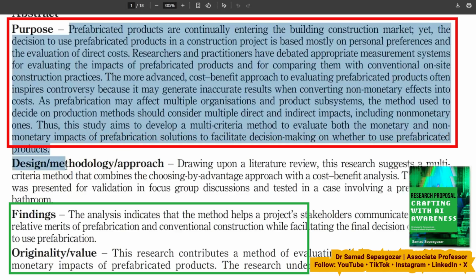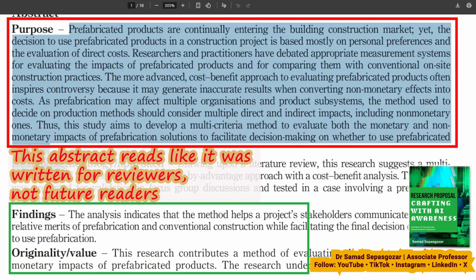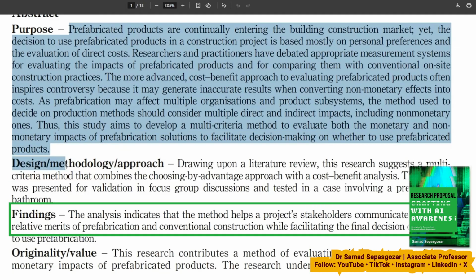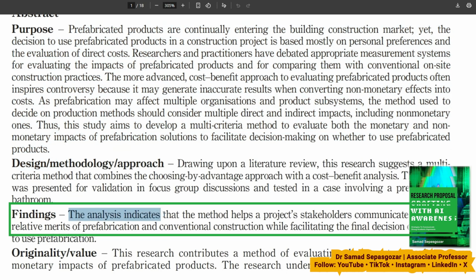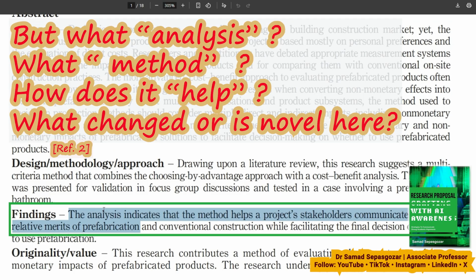This usually suggests the authors either try to justify their research to reviewers or received reviewers' comments pushing them to explain their purpose clearly. So the findings are vague as well. The finding says the analysis indicates that the method helps a project's stakeholders communicate about the relative metrics of prefabrication. But what analysis, what method, how does it help? And what changed or is novel here?